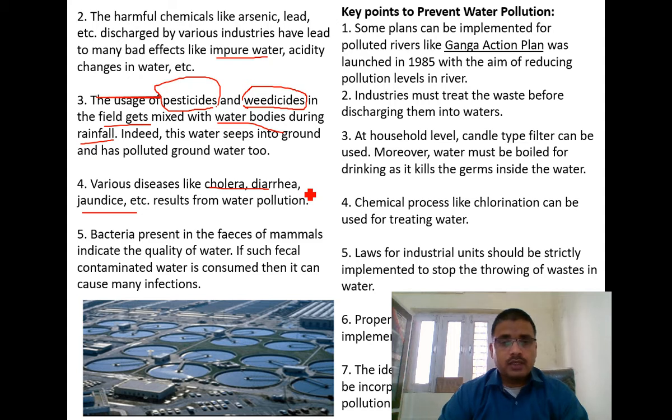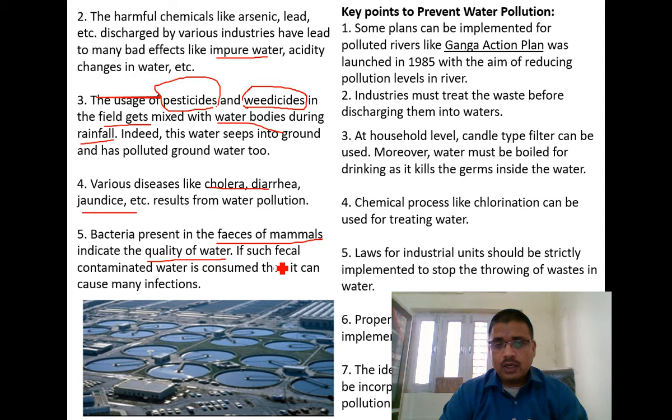Now there are bacteria present in the feces of mammals, and they indicate the quality of the water. If such feces-contaminated water is consumed by any biotic or human being, it may cause many infections. So from these effects we can understand that the water should be properly treated for human beings as well as for animals.